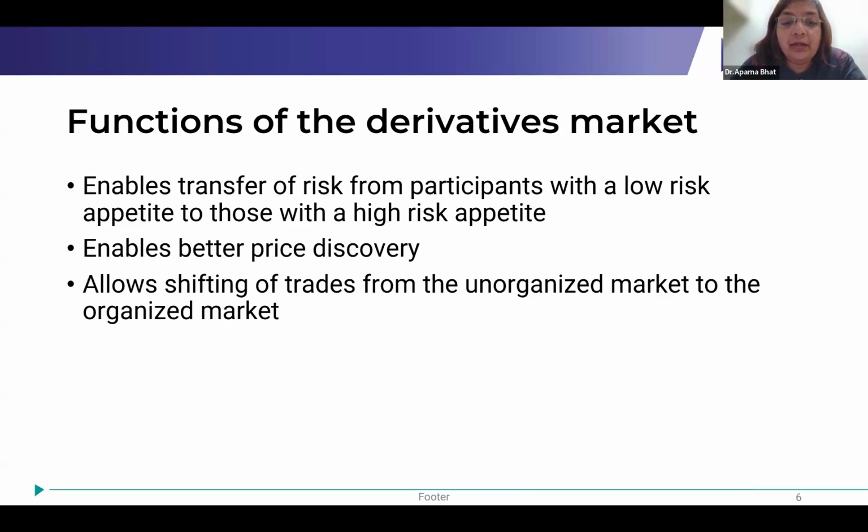So the derivatives market is a very liquid market because there is a huge number of buyers and sellers operating in this market. And because of the presence of a huge number of buyers and sellers, price discovery is very efficient, so it is very easy to establish the fair price of some contract in the derivatives market. And it allows shifting of trades from the unorganized market to the organized market.